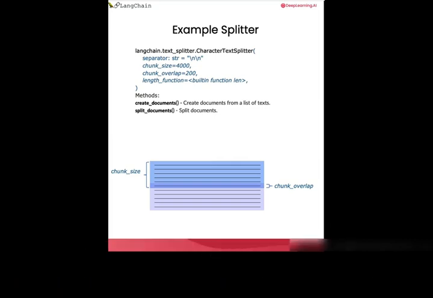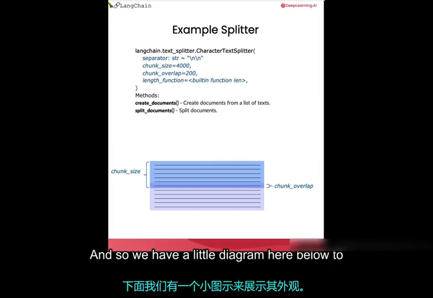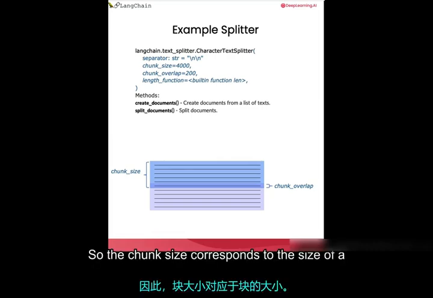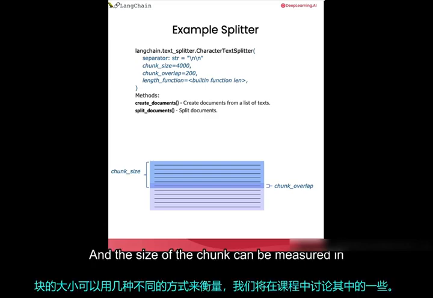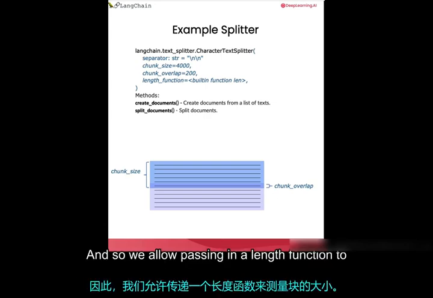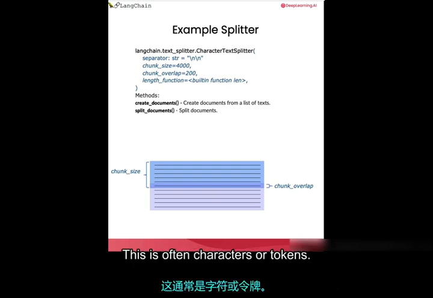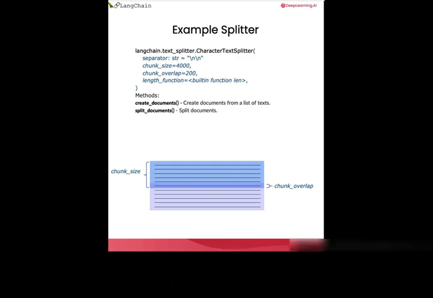The basis of all the text splitters in LangChain involves splitting on chunks in some chunk size with some chunk overlap. We have a little diagram here below to show what that looks like. The chunk size corresponds to the size of a chunk, and the size of the chunk can be measured in a few different ways, and we'll talk about a few of those in the lesson.